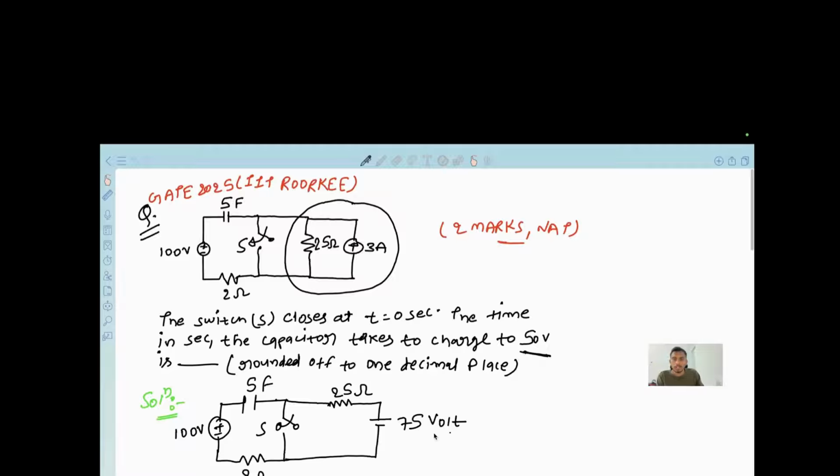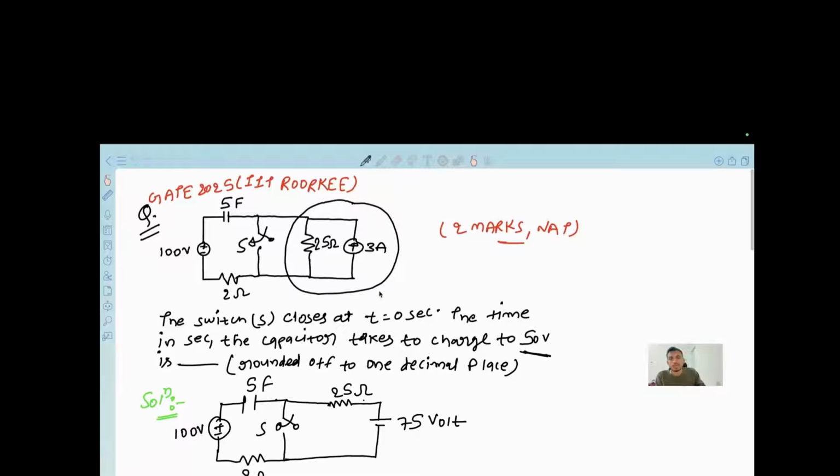Today I am going to discuss the previous year questions of GATE 2025 in electrical engineering branch. This question is based on transient analysis of RC circuit and basic circuit equations like KVL and KCL. So in the above circuit, the switch S closes at t is equal to 0 second, and what is asked is the time the capacitor takes to charge to 50 volt.